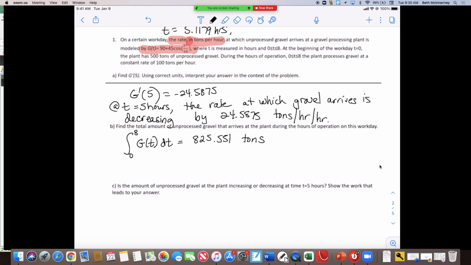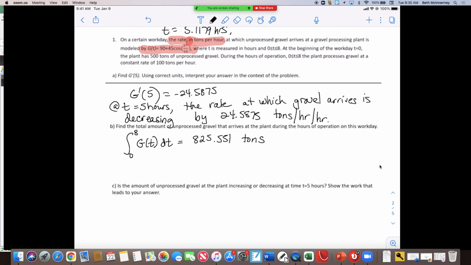All right, let's take a look here. If I'm not interested in what's getting processed, I only want to know what's the total amount of unprocessed gravel that arrives during the hours of operation. So you're just going to do the integral from 0 to 8 of g of t dt, and I got 825.551 tons.